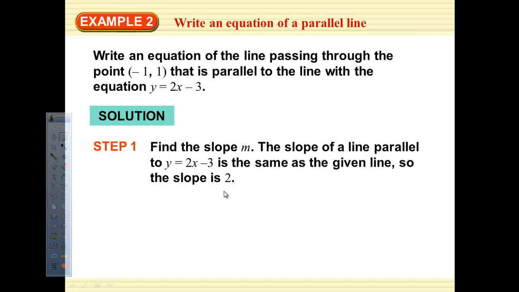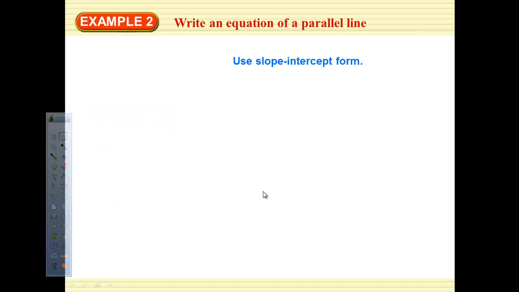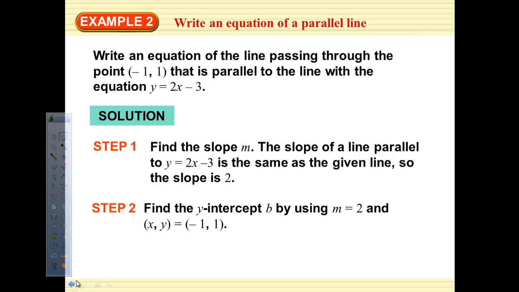So far, if we were to write y equals mx plus b, we could plug in the 2 and we would have y equals 2x plus b. Oh, sorry, let's back it up. The next thing we're going to do is plug in the slope here, and then for x and y we're going to plug in negative 1 comma 1 because that's the point that is on the line.